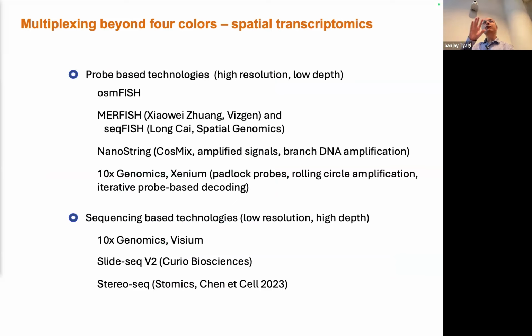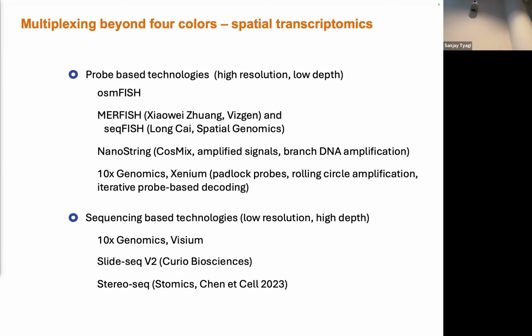I want to take 4 or 5 minutes to describe to you how the spatial transcriptomic technologies work. There are broadly two kinds of technologies out there: probe-based technologies and sequencing-based technologies. The probe-based technologies include osmFISH, which is smFISH that I talked about, done repeatedly. People have done this for 30 RNAs, but that's boring and it doesn't go far. It doesn't do thousands of RNAs.